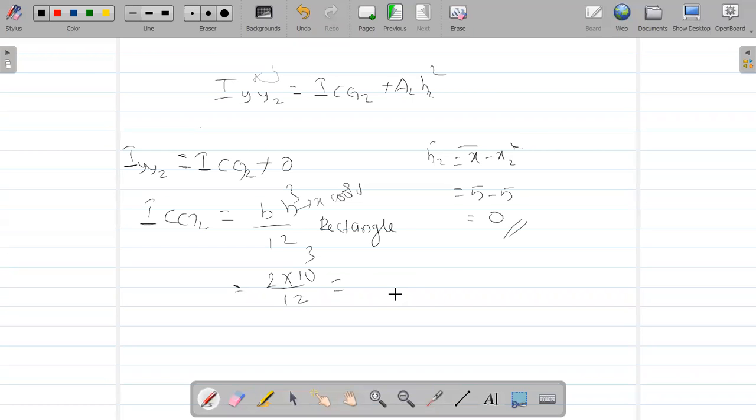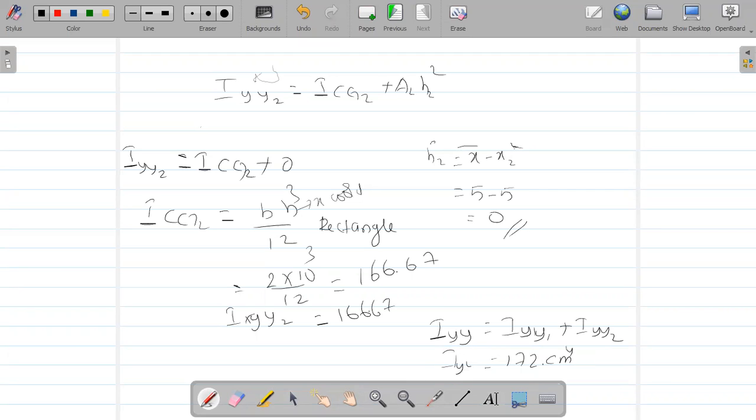Yes, the answer here you are going to get as 166.67. So you got the value of IYY2. I got the value of IYY2 as 166.67. Now what is total IYY? It is equal to IYY1 plus IYY2. This is not 1.66, it is 166.67. So you will get the total answer as 172.72 something centimeter power 4.